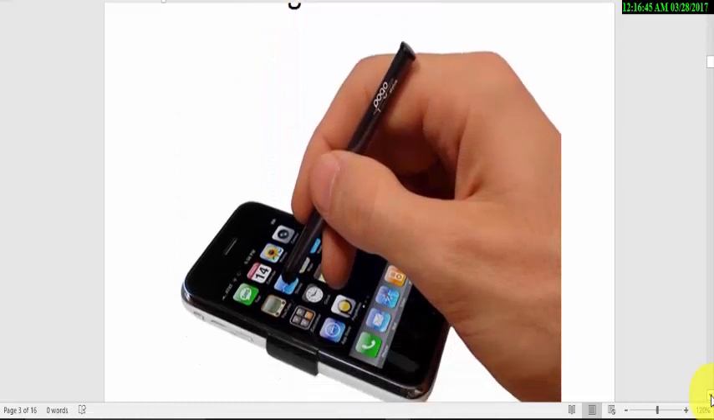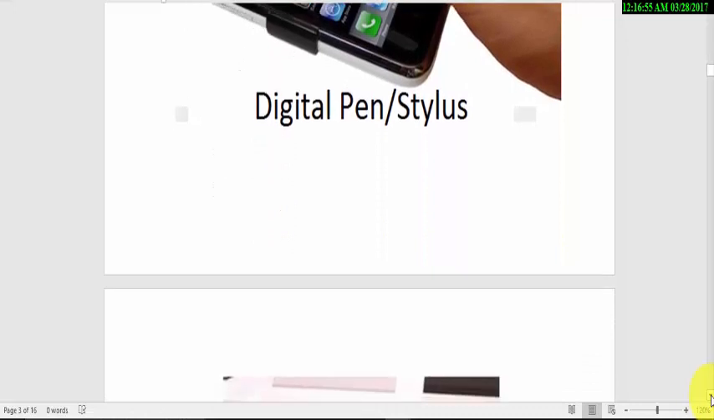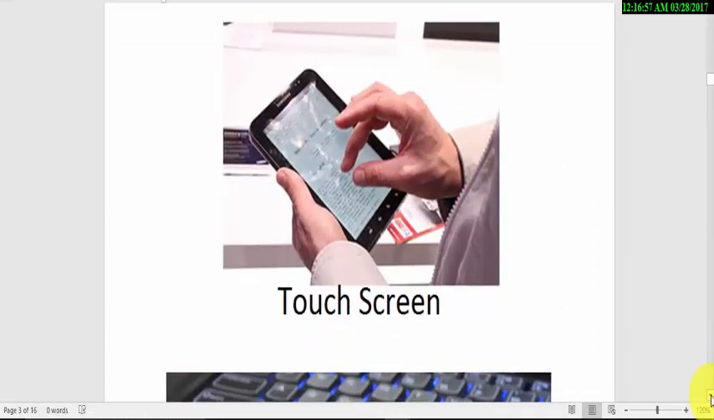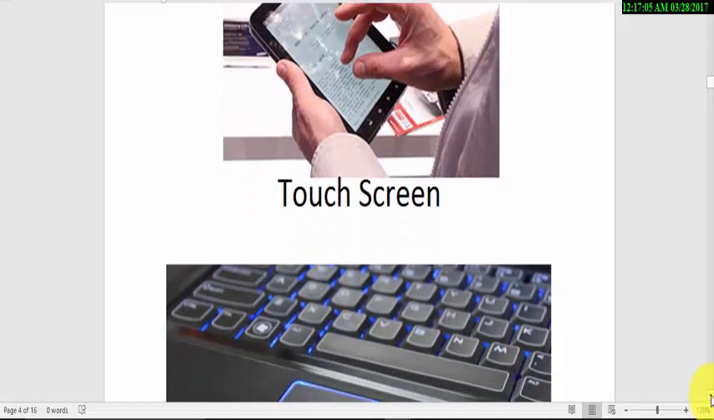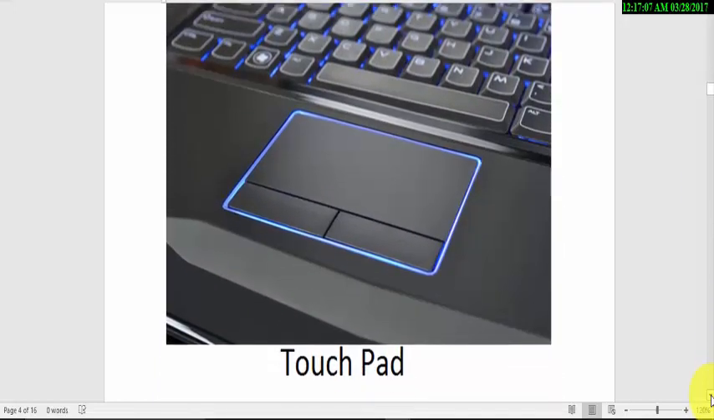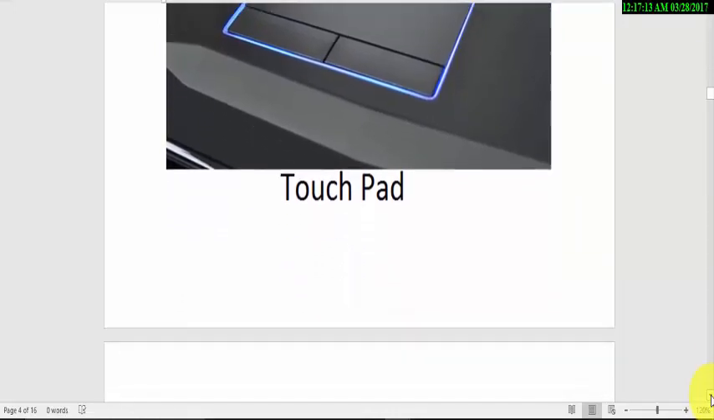Then this is a touch or digital pen or stylus. It is called an input device. It works like a mouse. It is used for pointing and commanding. Then we look at a touch screen. A touch screen is an input device. It is used for making commands on our device. So this is a touchpad. A touchpad is an input device because it is used for selecting and making commands on the computer.